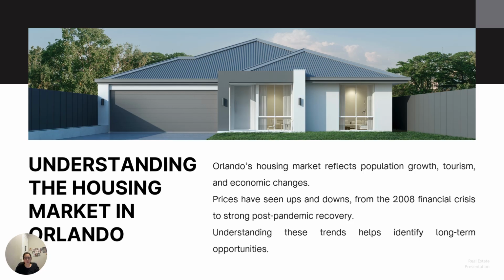Orlando is one of the most dynamic housing markets in Florida. With a strong population growth and a steady tourism industry, the city economy constantly influences housing price. Over the years, we have seen major changes, such as the decline during the 2008 financial crisis and a strong recovery after 2020. By looking at this pattern, we can better understand how the markets behave and why data analysis can help us to make smart decisions.